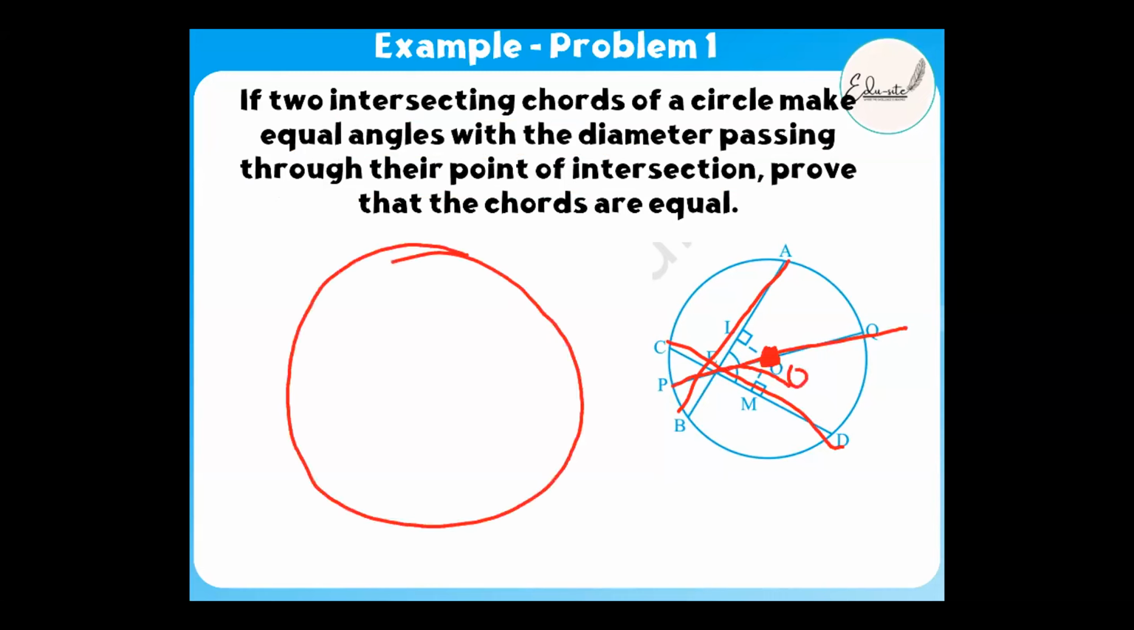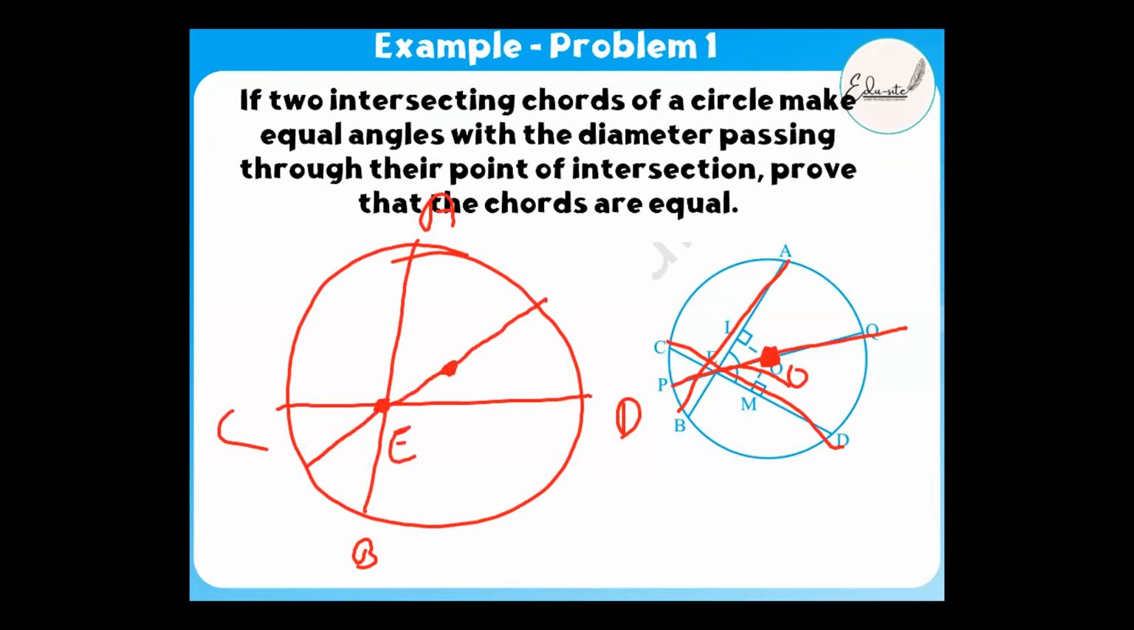If you have the circle, then draw two intersecting chords, AB and CD, right? These two intersecting chords are there. Where are they intersecting? Let's name this point E. Okay. Then they have told you, draw a diameter passing through the center of the circle. Here is the center of the circle and it is O. Okay, this is done. Till here they have told you.